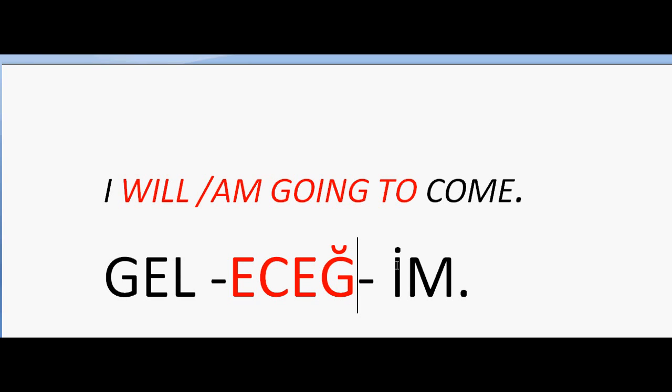After that we use the suffix of the person pronoun. Of course, what matters here is the person you are using, so the suffix will be shaped by that. So geleceğim, which means I will come or I'm going to come.